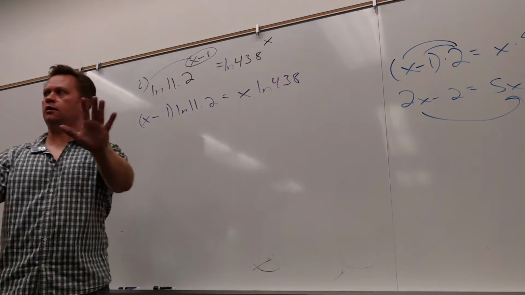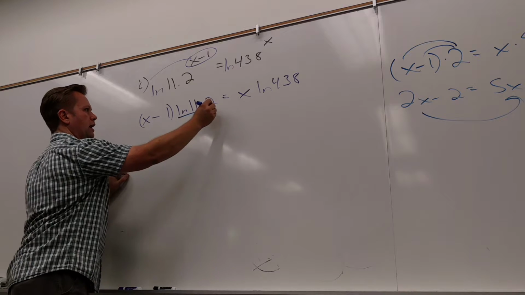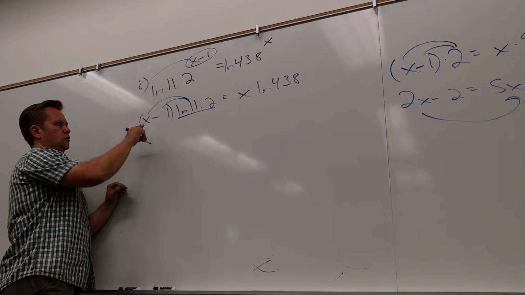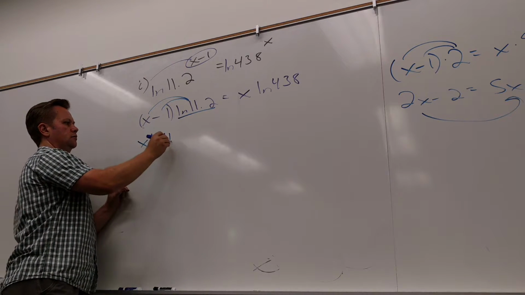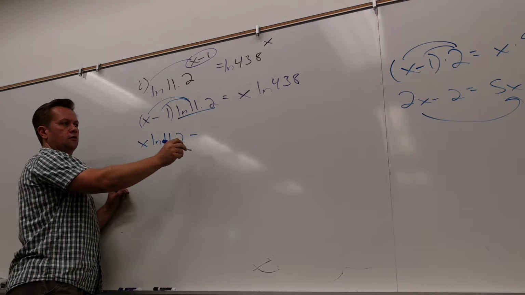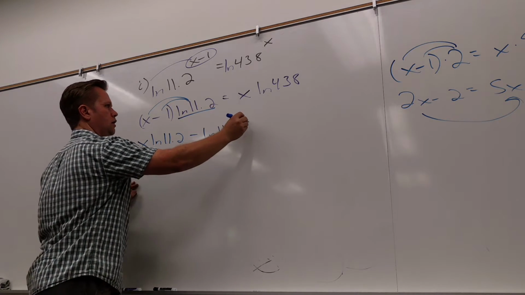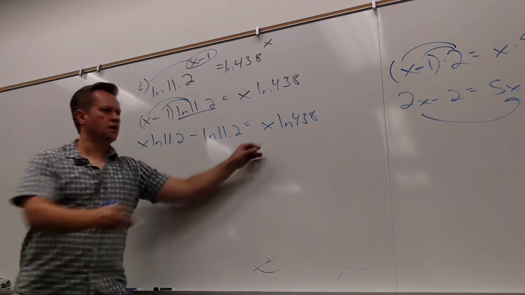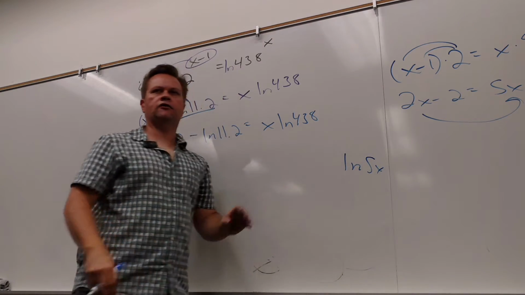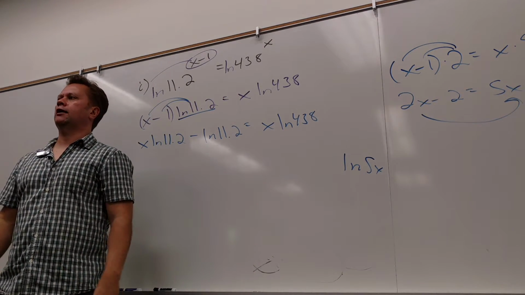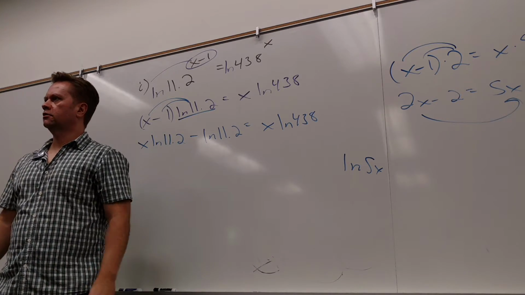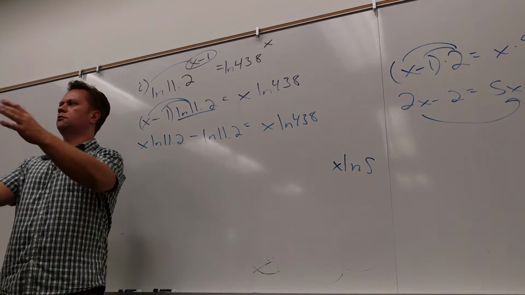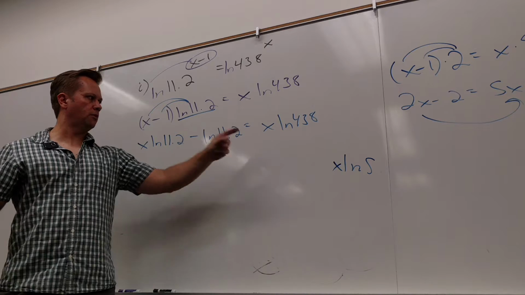Okay, I'm going to do the exact same thing here. I'm going to distribute that number. So I'm going to get x times this minus that equals x times this. The reason I put the x out front is, if I write this, is that ln of 5x or ln of 5 times x? I don't know. So if you write it like that, it's easier to tell that ln of 5 is multiplying x. X is not inside the ln. That's why I put the x in front.